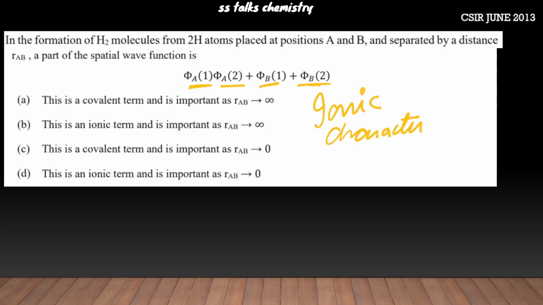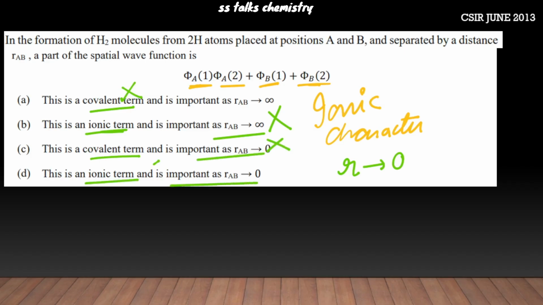So this ionic character dominates when the distance R is approaching 0. Okay, so the given option, this is the covalent term, incorrect. This is the ionic term and is important as R approaches infinity, incorrect. R should approach 0. It is covalent and is important, covalent is not there. It is ionic and is important as RAB approaches 0. Option D becomes the right answer.